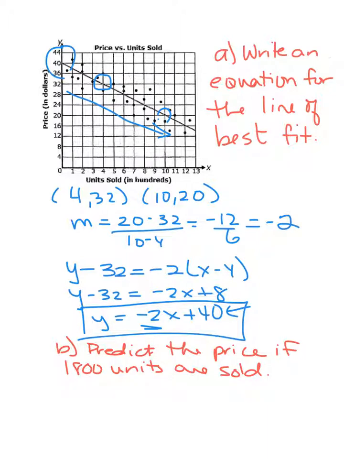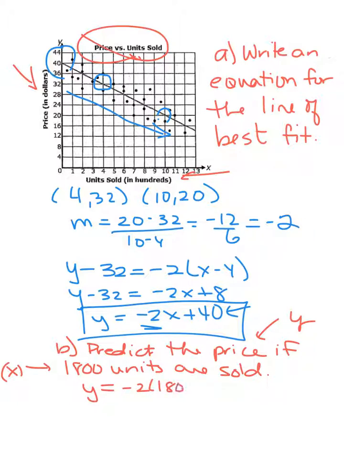Now I'm going to use that prediction piece that we talked about earlier. So if I go back to the graph, I'm talking about price versus units sold. That's the heading for my graph right there. On my x-axis, I have the units sold in hundreds, and then I have price in dollars up on my y-axis. So if I'm asked to predict the price if 1,800 units are sold, the units is my x value, and my price is my y value. So I'm going to solve for y. So I have y is equal to negative 2 multiplied by 18 plus 40, since x is in hundreds. And with that, I get 4, which is really $4. So that's how much the price is going to be if 1,800 units are sold.